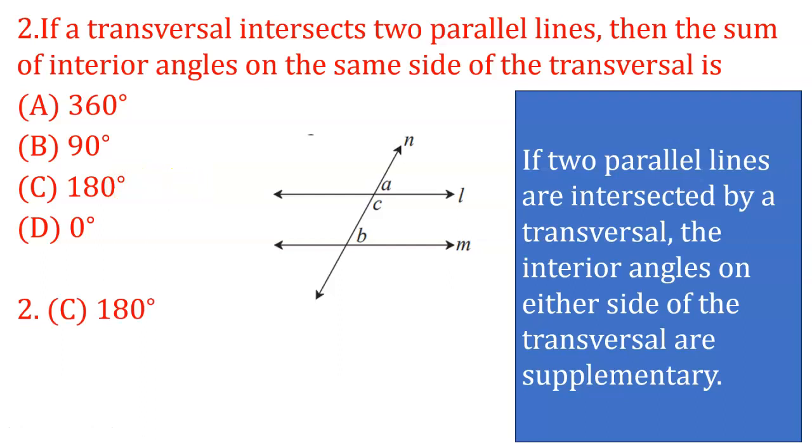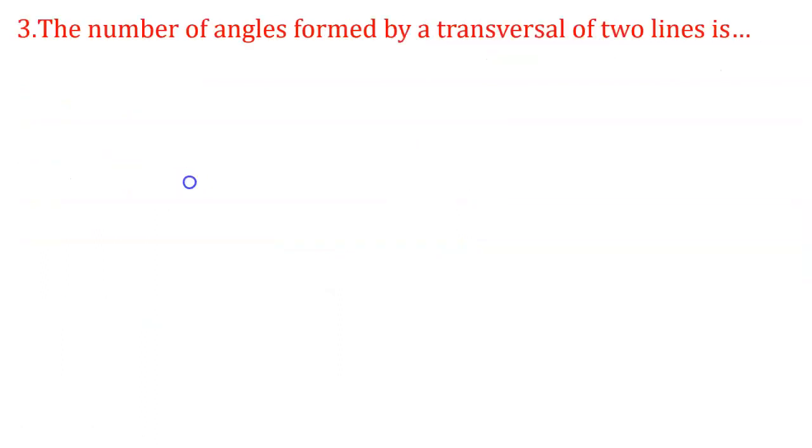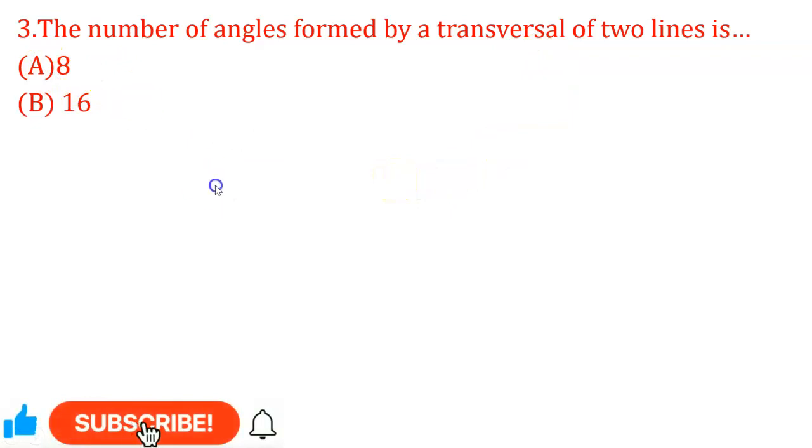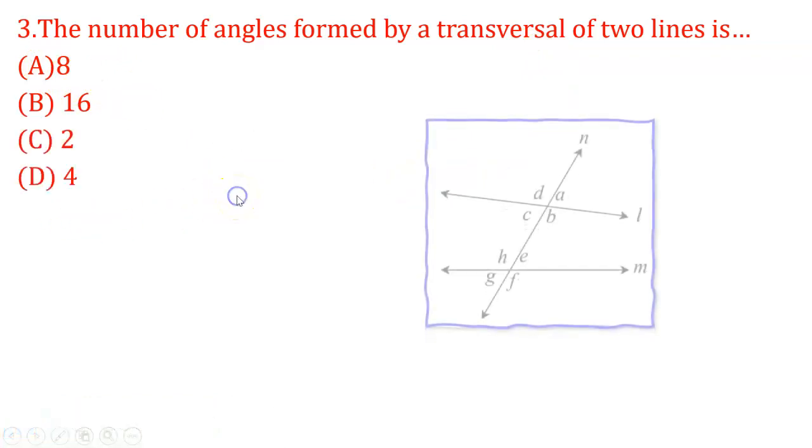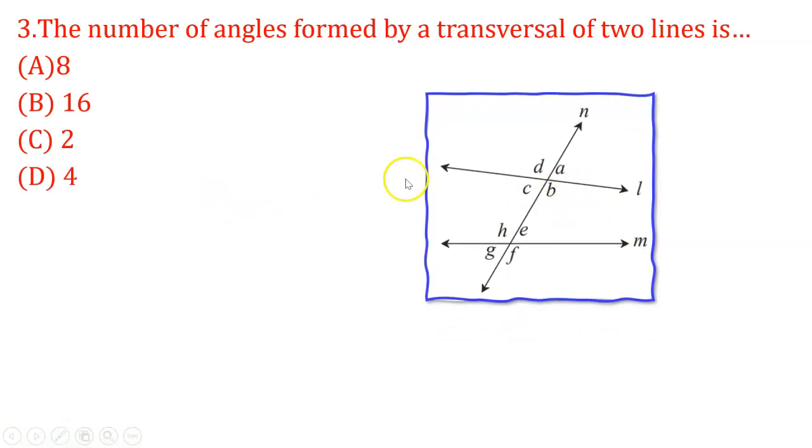Okay, now next. The number of angles formed by a transversal of two lines is: A is 8, B is 16, C is 2, D is 4. Now see this here. Here are the two lines L and M, and N is their transversal. If we count all these angles A, B, C, D, E, F, G, H, the total number of angles is 8, and hence option A is correct.